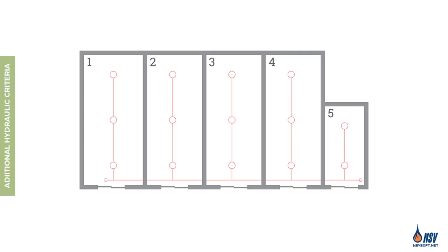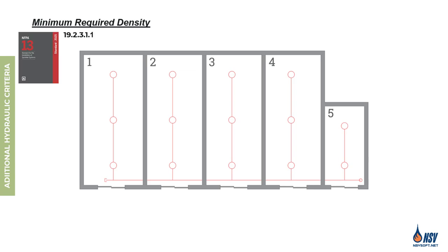Now that we've learned how to determine the number of sprinklers using the room design method, let's look at the other hydraulic calculation requirements associated with this approach. In this figure, 5 rooms with rated walls and automatic doors are protected by a sprinkler system. The minimum density for each room is determined using Table 19.2.3.1.1.